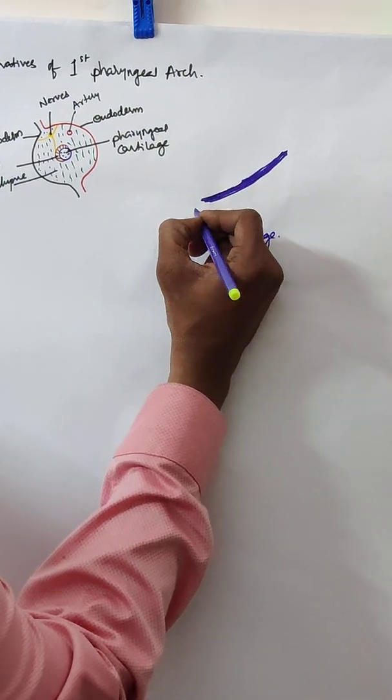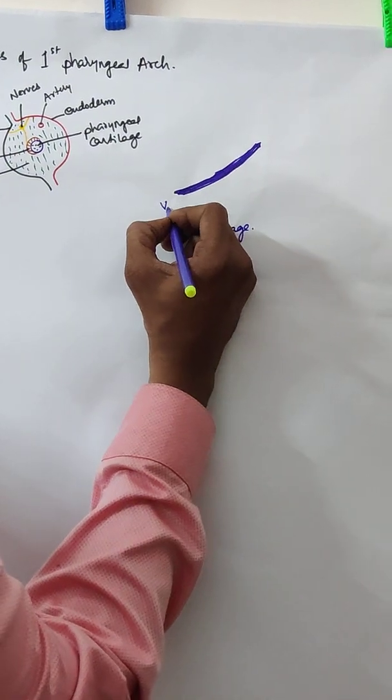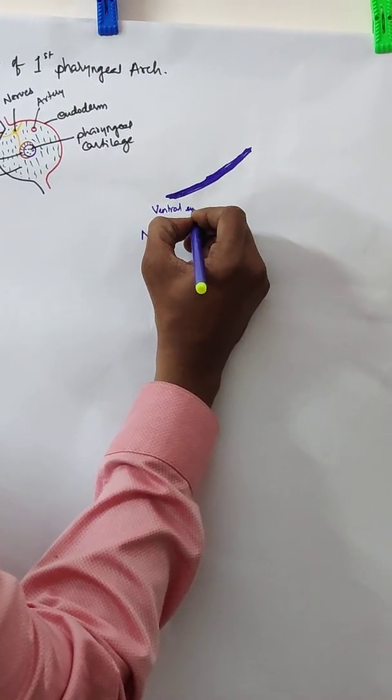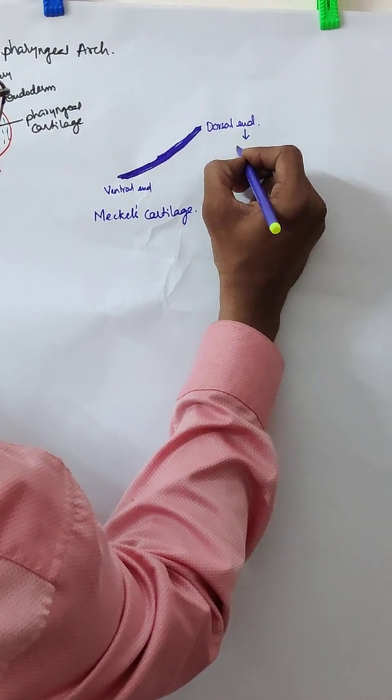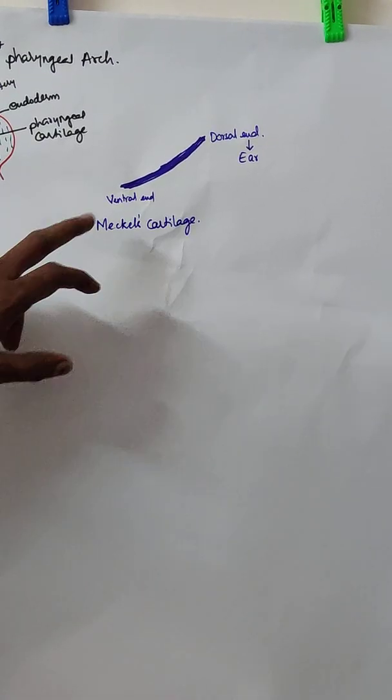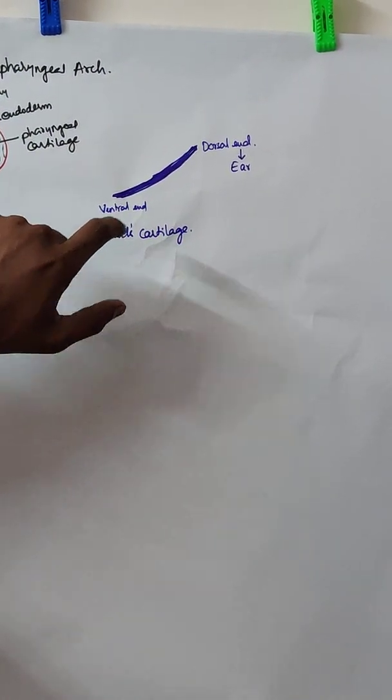This Meckel's cartilage will have a ventral end, or the anterior end, and a dorsal end, or the posterior end. So it has a ventral end and a dorsal end. This dorsal end basically gives rise to the parts of the ear. You can write it as parts of the ear. So what are the parts of the ear which come from the dorsal end of the cartilage? This Meckel's cartilage is an important 2 marks question, commonly asked.